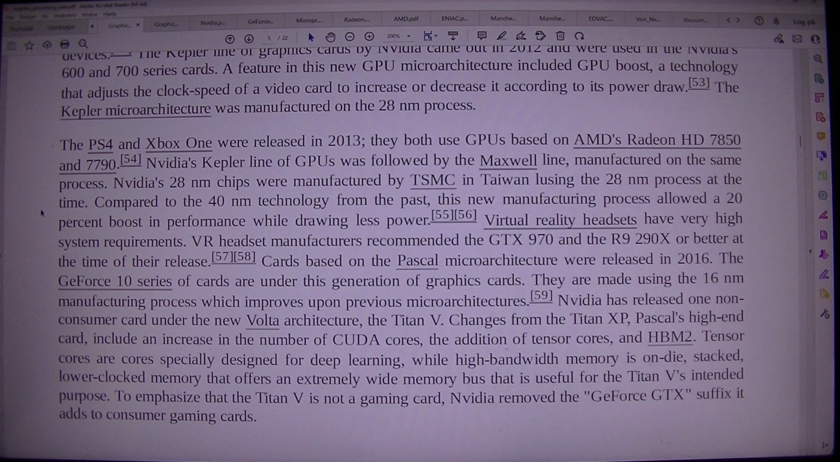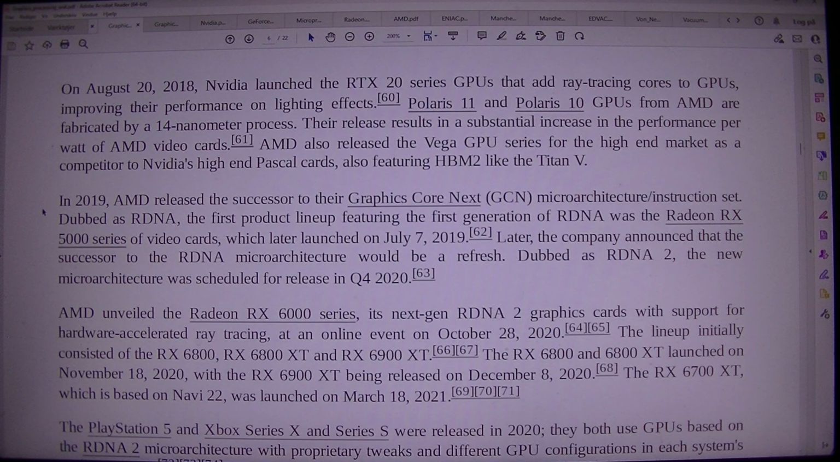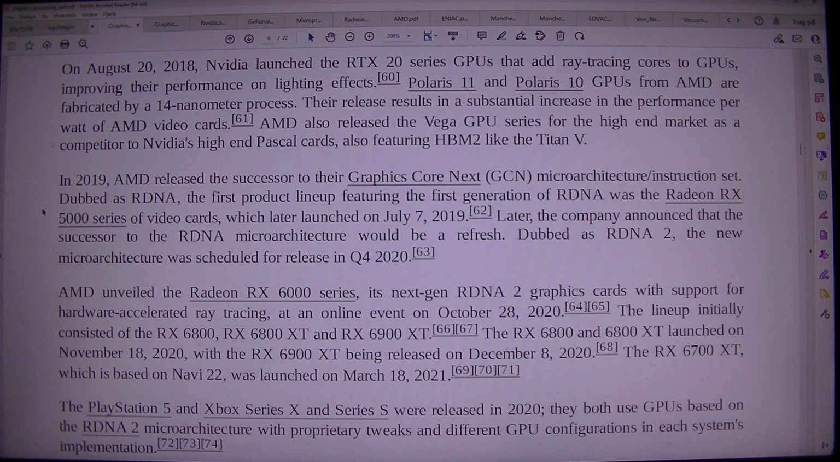To emphasize that the Titan V is not a gaming card, NVIDIA removed the GeForce GTX suffix it adds to consumer gaming cards. On the 20th of August, 2018, NVIDIA launched the RTX 20 series GPUs that add ray tracing cores to GPUs, improving their performance on lighting effects.